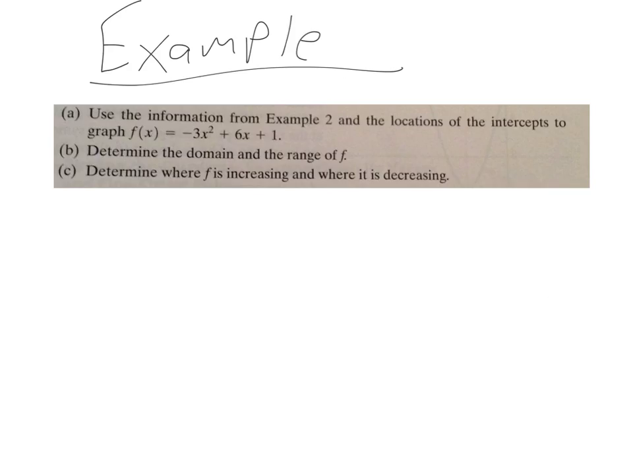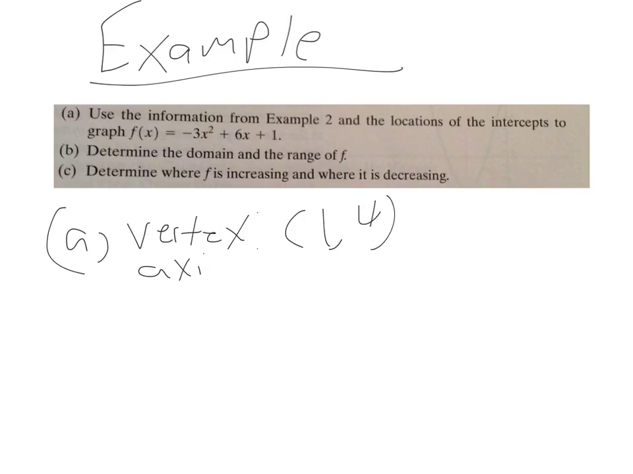Alright, use the information from our previous example and locations of the intercepts to graph the same quadratic and determine the domain and range. So, if you remember, the vertex is, I believe it was (1, 4). The axis of symmetry, to remind you, we got x equals 1, and it opened downward.